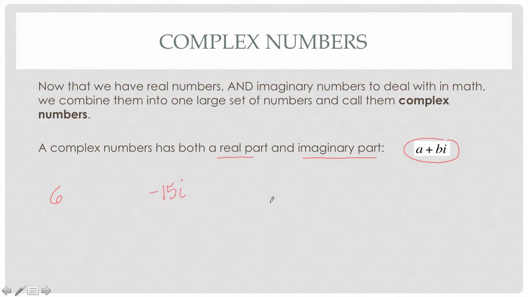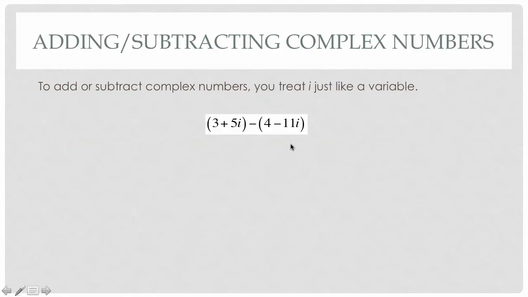-15i is a complex number. It's only got an imaginary part. We could have 3 + 4i, a complex number with both a real part and an imaginary part. You could have -1/2 i + 10. But these are all examples of complex numbers. 0 would also be a complex number. Anytime you're dealing with real or imaginary numbers or combined, it's a complex number. So we got complex numbers. Let's talk about how to add, subtract, multiply, and divide these.